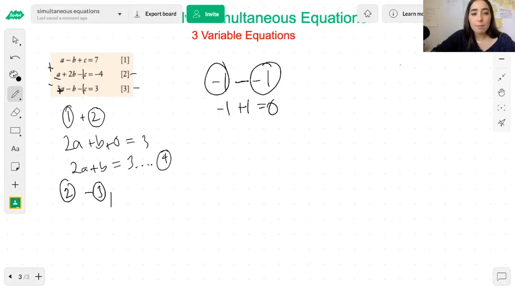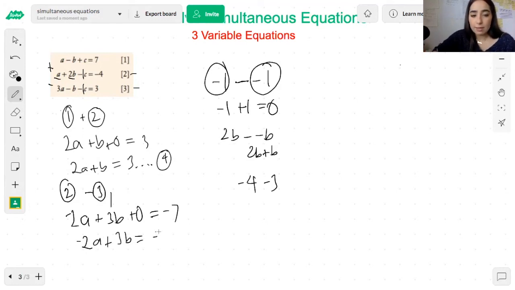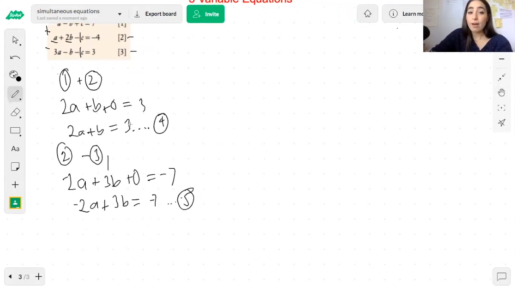So A minus 3A is minus 2A. Positive 2B minus minus B, right? Positive 2B minus minus B is 2B plus B, which is 3B. And we established before minus C minus minus C gives us 0. Minus 4 minus 3 gives us -7. So this becomes minus 2A plus 3B equals -7. This is now equation 5. Okay, so now you can see we have 2 equations with 2 variables.